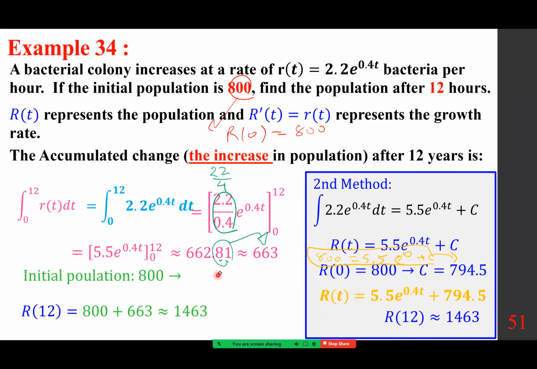This will give us for one point in time, which is 12. This will give us a general solution. At any given time, you just replace the t with whatever they give you.